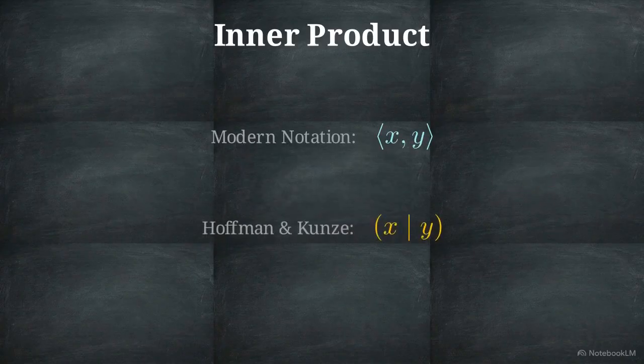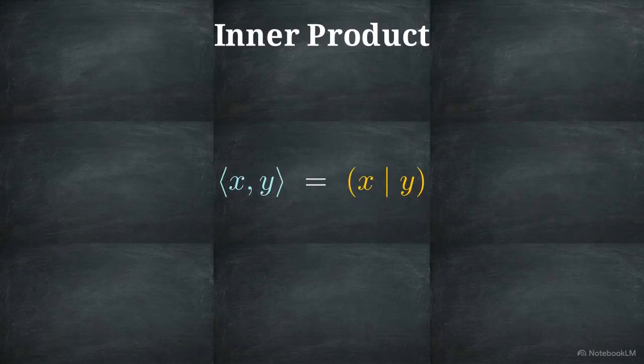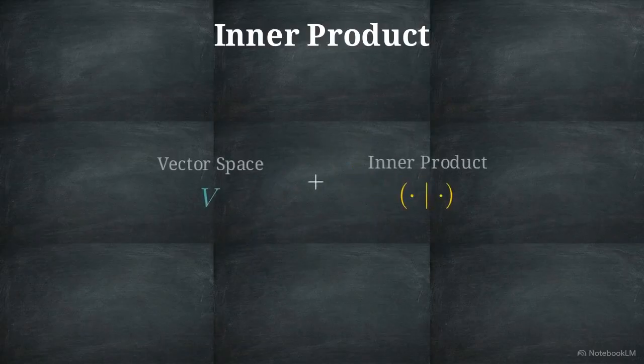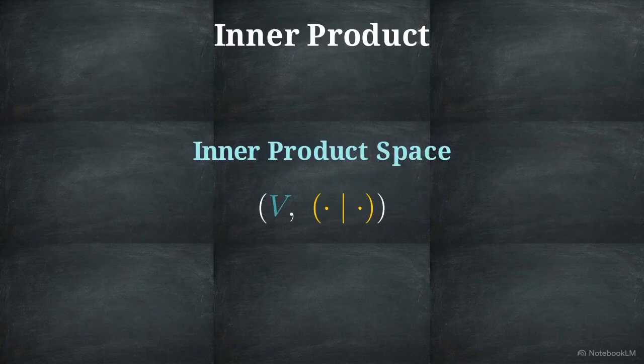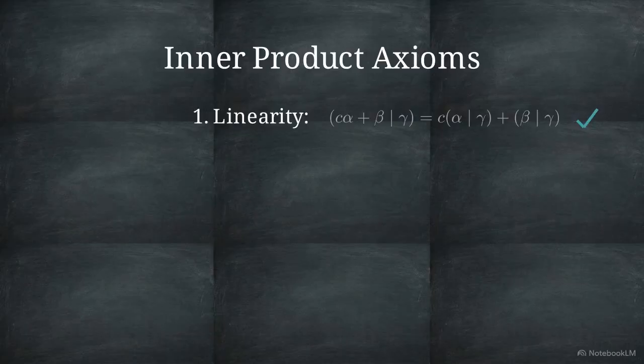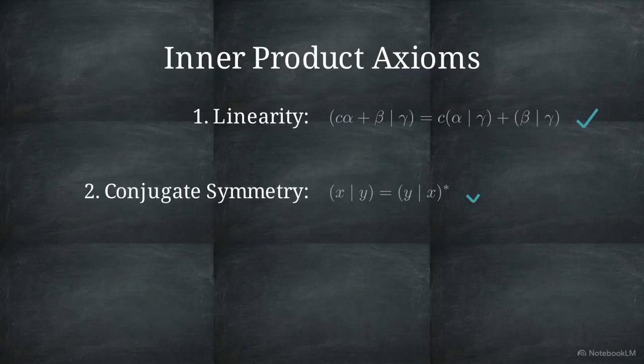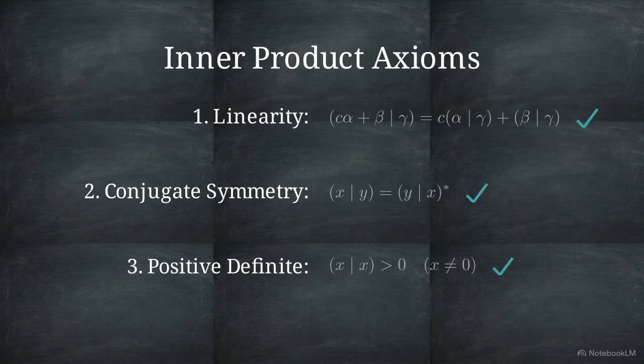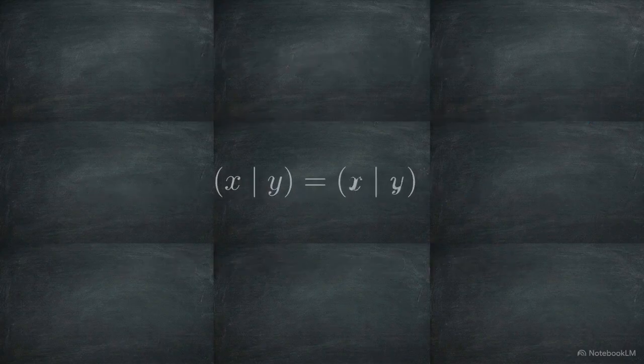While many modern texts use angle brackets, Hoffman and Kunze use parentheses with a vertical bar. This operation turns a standard vector space into an inner product space. For an operation to qualify, it must follow three golden rules. First, it must be linear in the first argument. Second, it must have conjugate symmetry. And third, it must be positive definite, meaning the inner product of a vector with itself is always positive, unless the vector is zero.